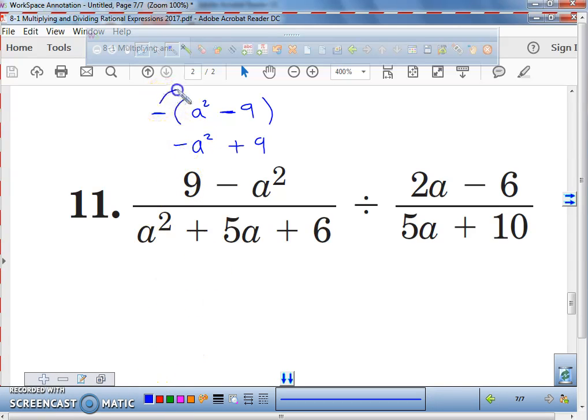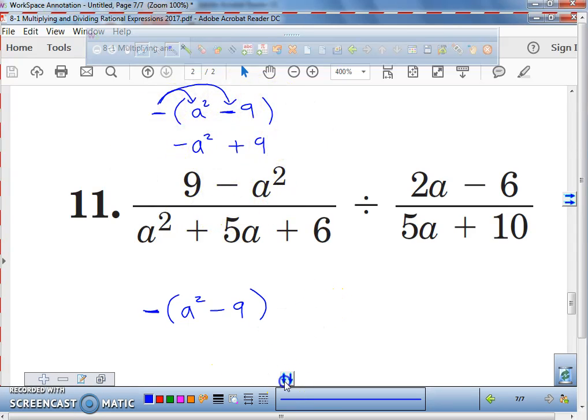A negative times an a squared is a negative a squared. But a negative times a negative 9 would make that a positive 9. So here's what we have. We have a negative, open parentheses, a squared minus 9, close parentheses. That's what we have right here in the numerator.